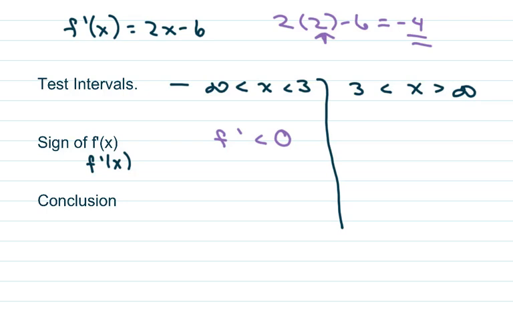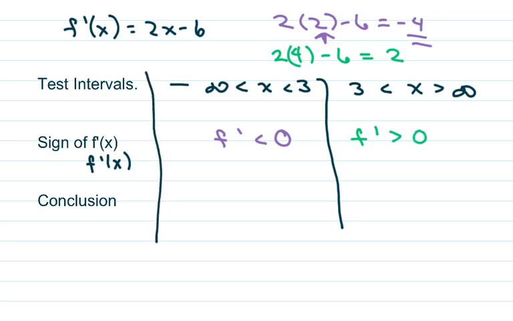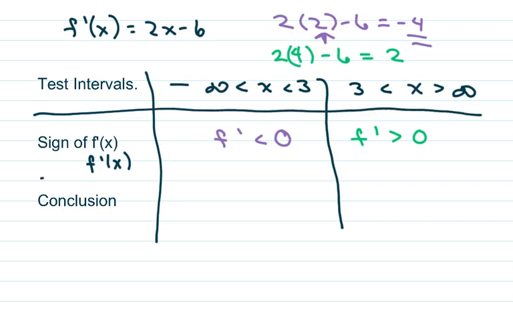Now if I plug in 3 or bigger, I'm not going to plug in 3 because that gives you 0, but if you plug in, say, 4, that's going to give you 2, and if you plug in 5, it gets bigger and bigger. So for our derivative for numbers bigger than 3, this is going to be positive.